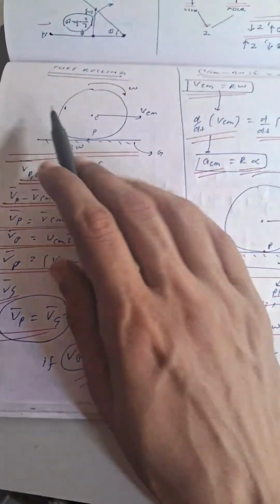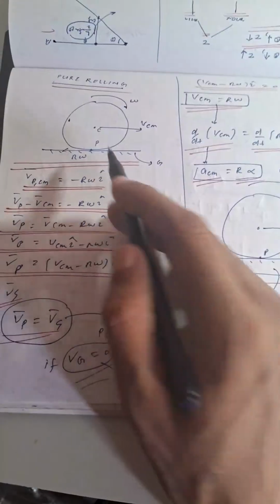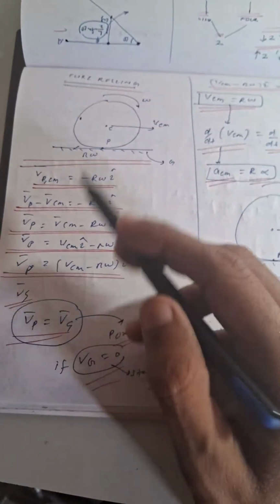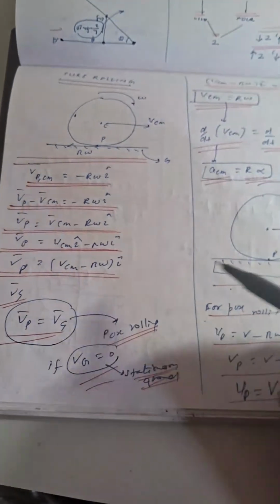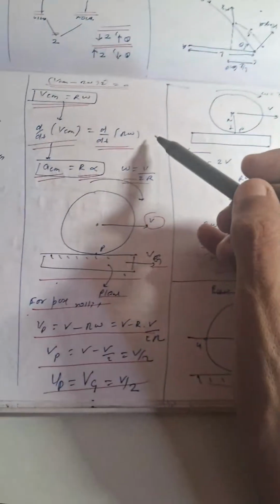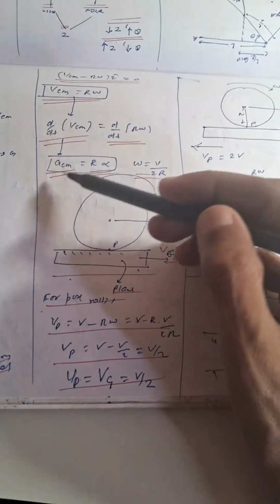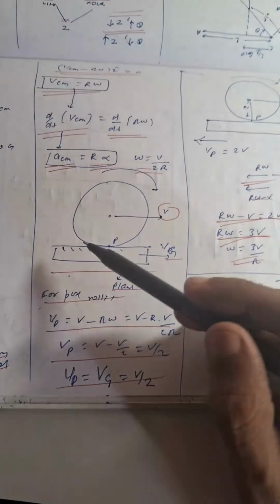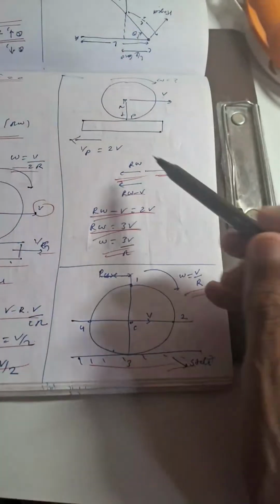Then we have another concept of pure rolling, question based on pure rolling. So we need to calculate, first, the velocity of point P and the condition of pure rolling. Then the relation of acceleration of center of mass with alpha. Then problems based on the concept of pure rolling, various questions based on them.